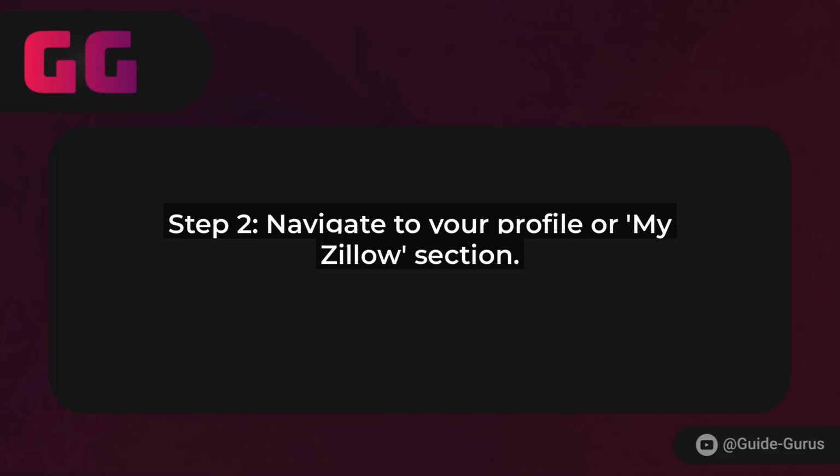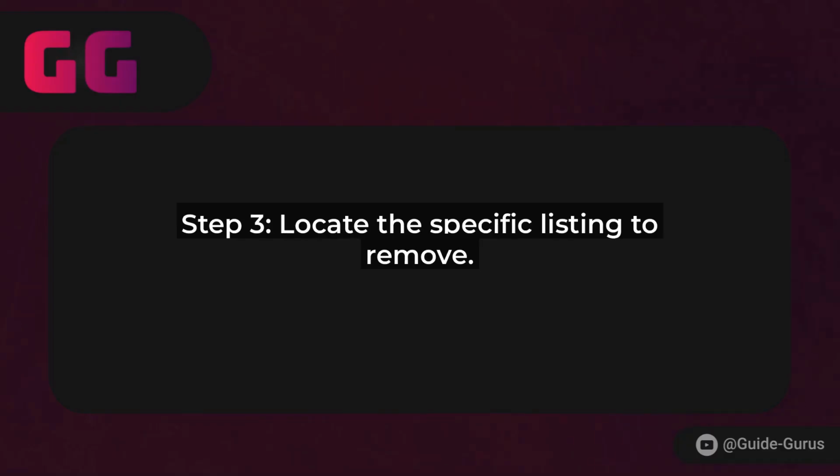Step 1. Log into your Zillow account. Head over to Zillow.com and enter your username and password. If you don't have an account, well, you probably need one since listings are tied to it. Double check that. Once you're logged in, go to your profile by clicking on your avatar or the My Zillow section in the top right corner. This is your dashboard for all your listings and saved searches.